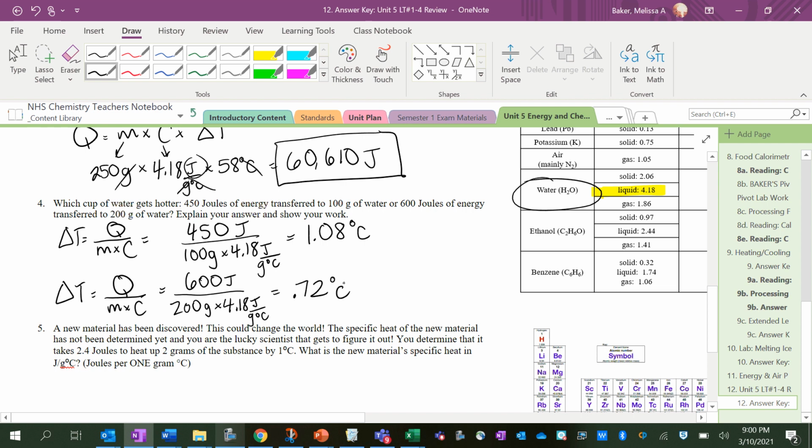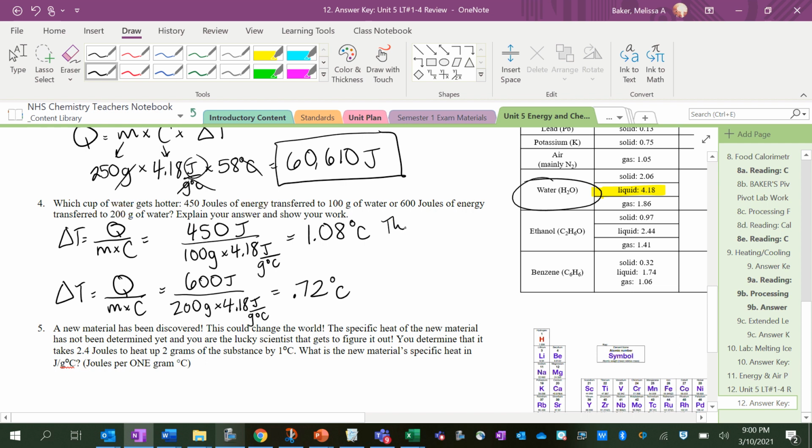So which cup of water gets hotter? The first one. So even though it's less energy, it's only half the amount of water. So it changes more. So I'm showing my work with math. You could also do a good job explaining it just in words without math, just to give a heads up.